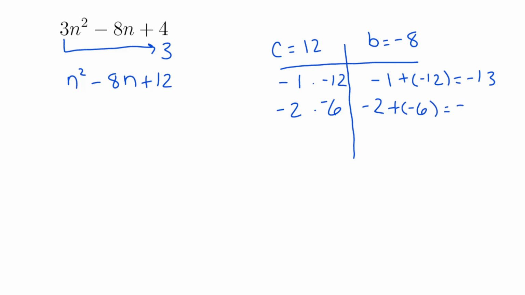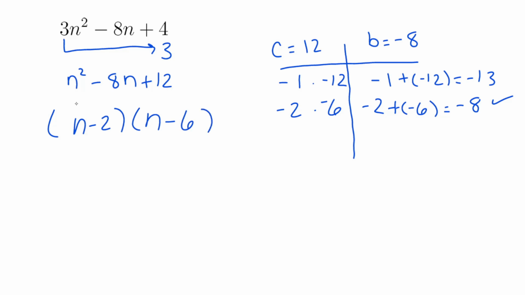So -2 plus -6 do add to give me -8. So those are the two numbers that we need. Now we'll make our two sets of binomials here. We'll have n minus 2 and n minus 6. Those are the two numbers that we came up with.